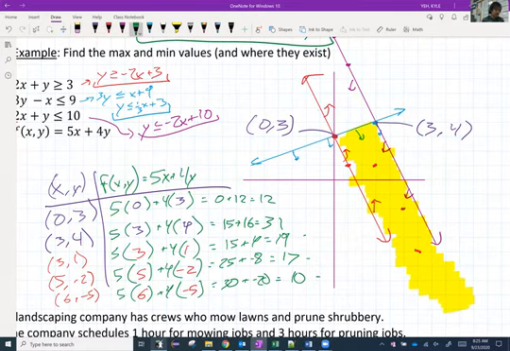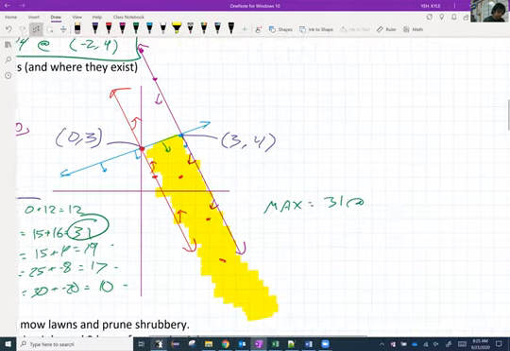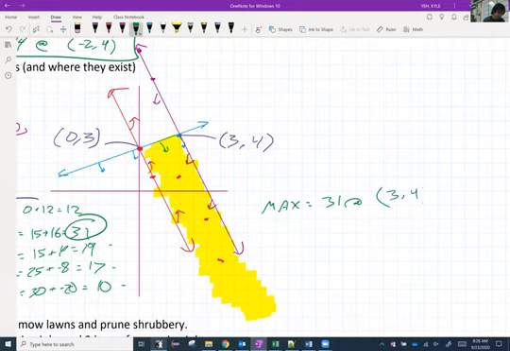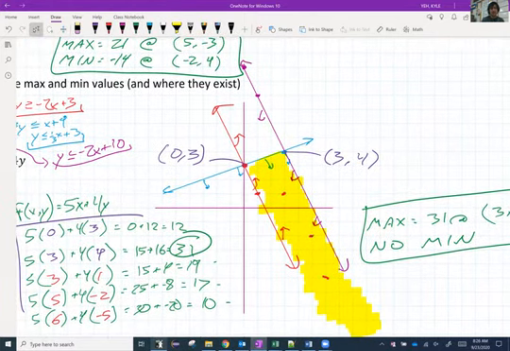So here's what that allows me to say. I think I found my max value earlier. My max value is 31, and it happens at 3, 4. And then I can say that there's no minimum value because, by looking at the graph and trying a few of those points, every time I kept going down, my objective function went down. It went from 19 to 17 to 10, which means that it can keep doing that forever and ever, and we'll never have a minimum value because we can always go lower.